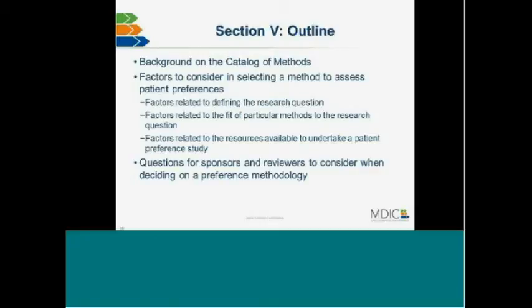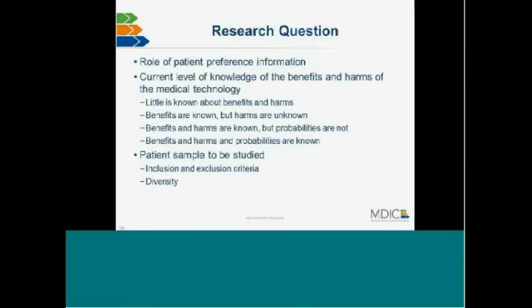Factors related to the fit of a particular method to that research question, and then factors related to resources available. Again, all of those things that we talk about sort of in the general consideration section of the catalog, we expand upon in Section 5. And then we end with a set of questions for sponsors and others to consider when deciding on the right method.